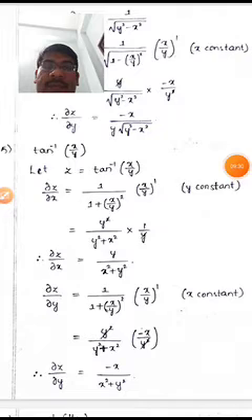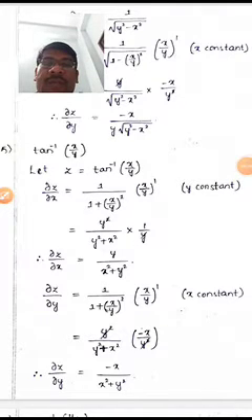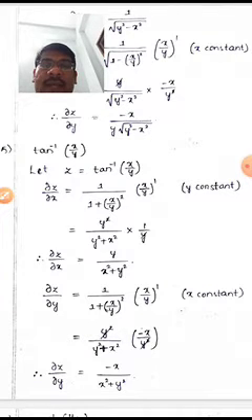Tan inverse x by y: z is equal to tan inverse x by y. Dou z by dou x is equal to 1 by 1 plus (x by y) whole square. Again, the derivative of x by y: y is a constant, keep it as it is, and the derivative of x is 1. Therefore dou z by dou x is equal to y by x square plus y square.